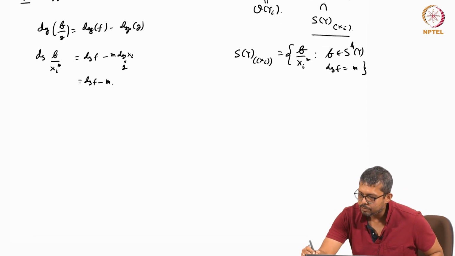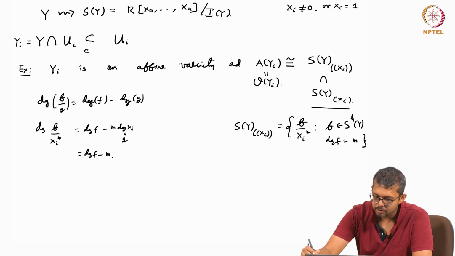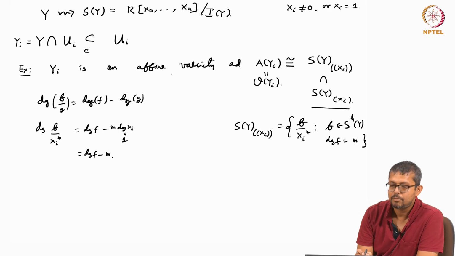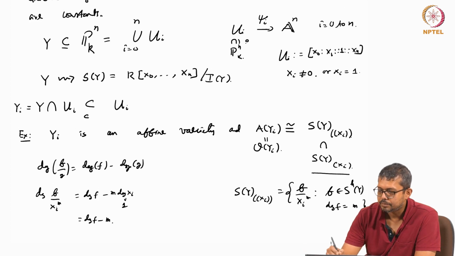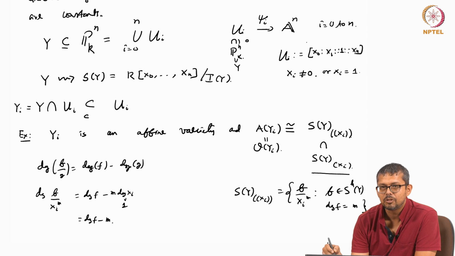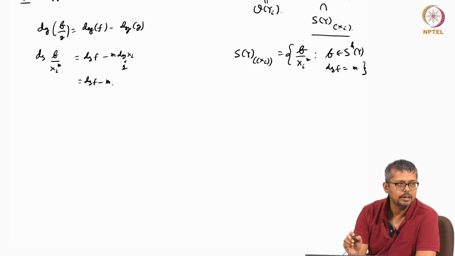Clear. So now what you have to do? This is an exercise: Y_i is an affine variety, and the coordinate ring of A_i is given by this. It's just using this isomorphism. So here you know, right? If you take a closed subset, it will go to some closed subset somewhere, right? So use this correspondence. In exactly the same way you can prove that this is okay. I'll leave it as an exercise.